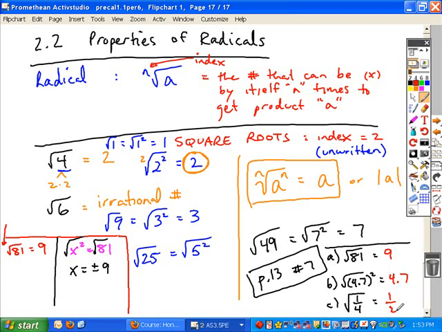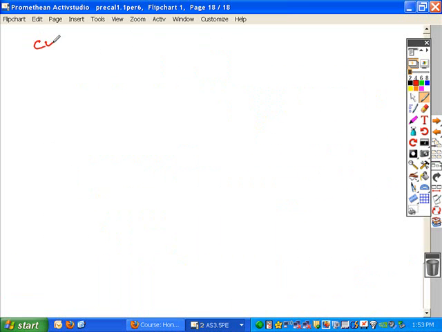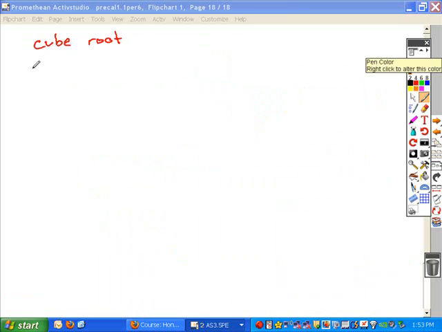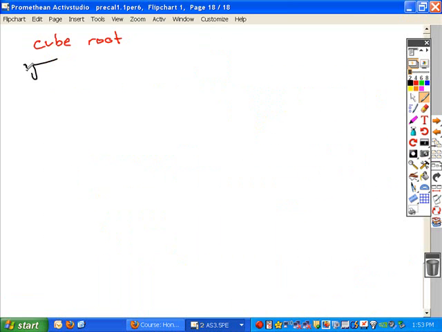All right, what happens if you're dealing with cube roots? Okay, so a cube root is the same form, except now it's the cube root, or the third index, of some base. And it's asking what number has to be multiplied by itself 3 times to give you the value a.